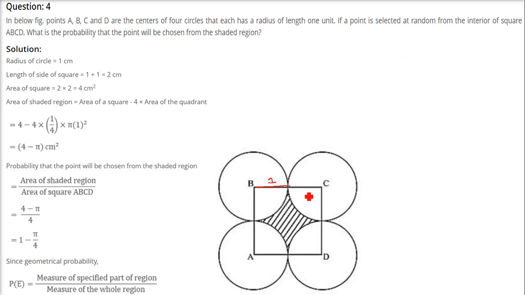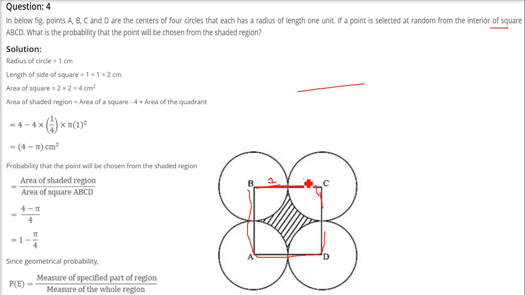If a point is selected at random from the interior of a square ABCD, what is the probability that the point will be chosen from the shaded region? So the point has to be taken from the square only. So this is our complete region, the square is our complete region. So what is the area of the complete region?